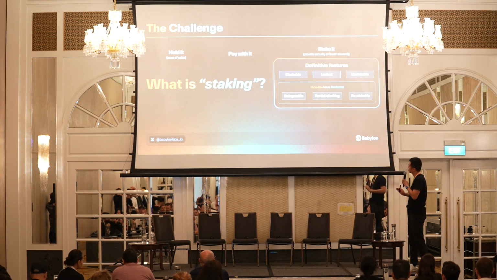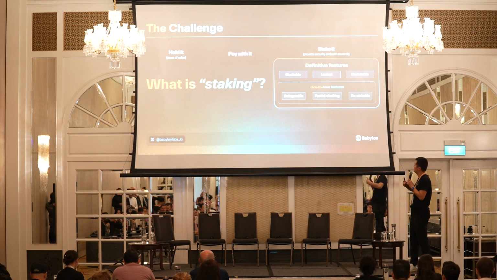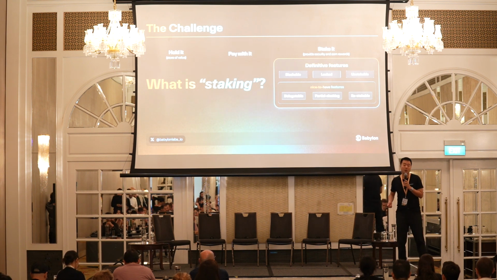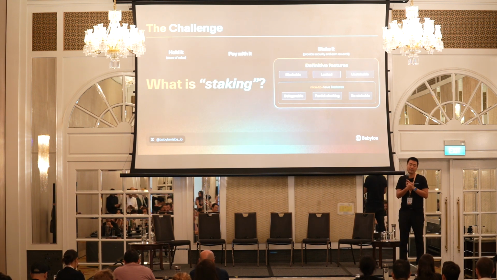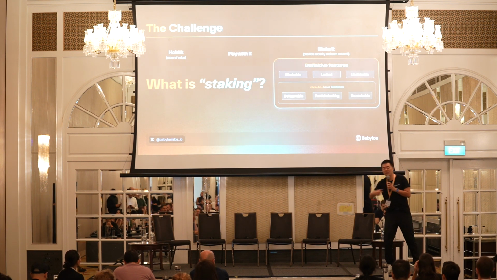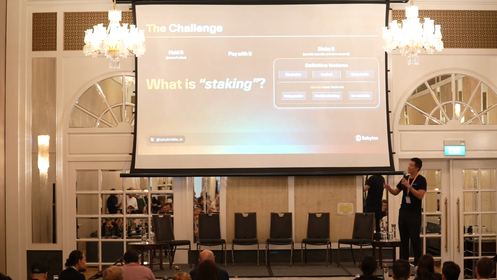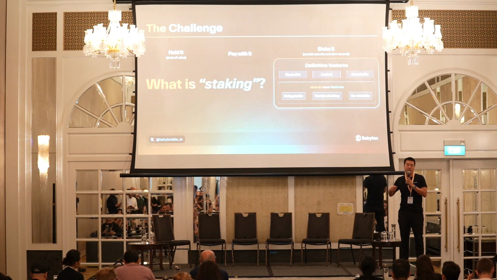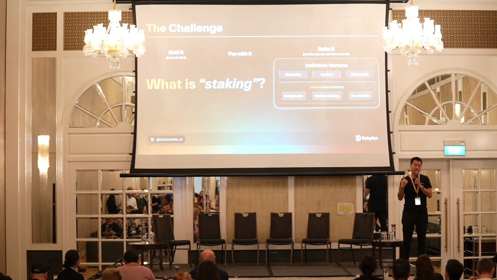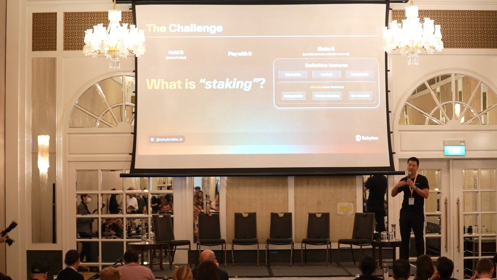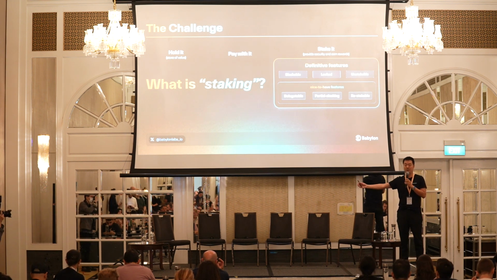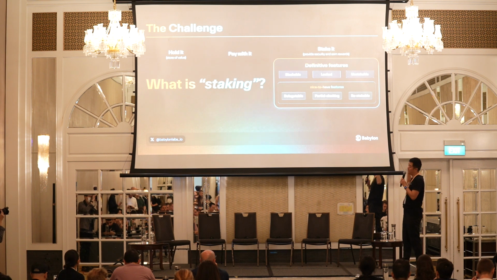So slashing. Then going hand in hand with slashing is something called locking. Locking means your token is locked there. Otherwise, if the token is not locked, you can attack the chain and run away with your staking asset. So slashing and locking. The third one is called unstakeable. It means if you are done with staking, you can always get your staking asset back by doing unstaking. You are not locking your token there forever. These are the 3 definitive features.